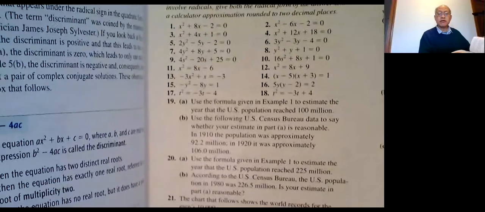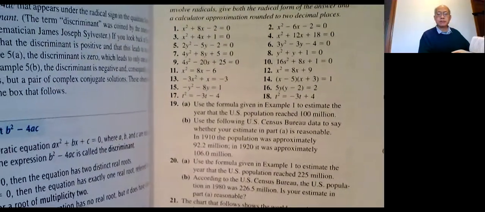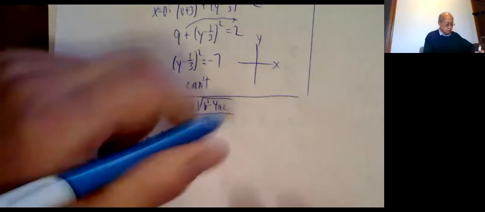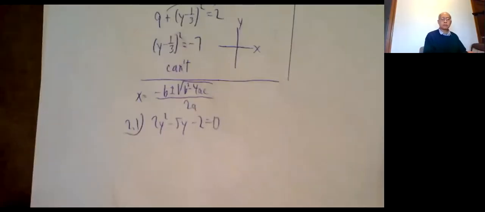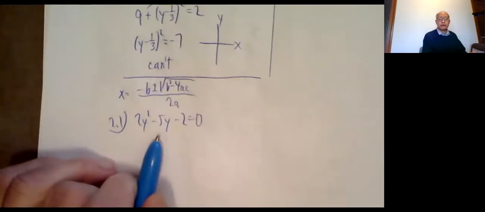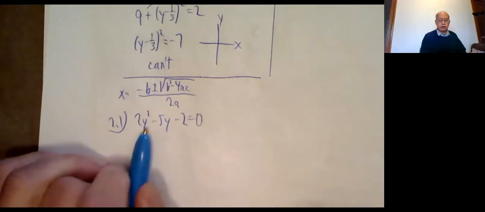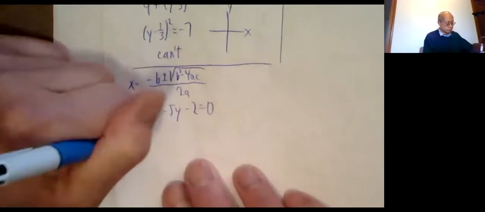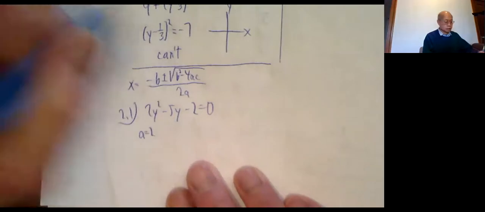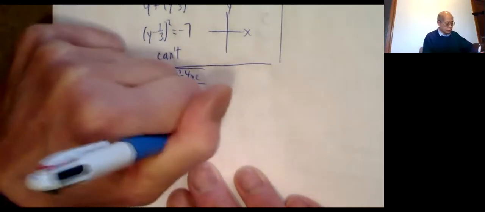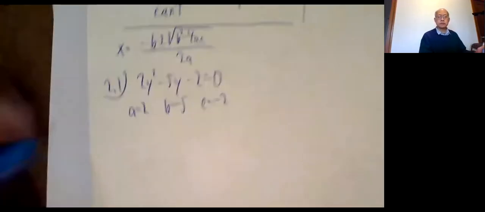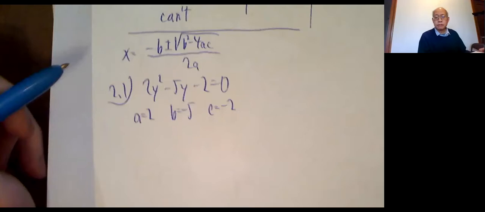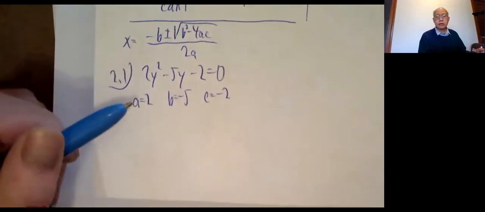2y squared minus 5y minus 2 equals 0. Is this already in standard form? Yes, it is. Everything on one side equals 0. So my a, b, and c are 2, negative 5, and negative 2. This should not be new to anybody. You should have seen this before. Algebra 1, Algebra 2, hopefully.